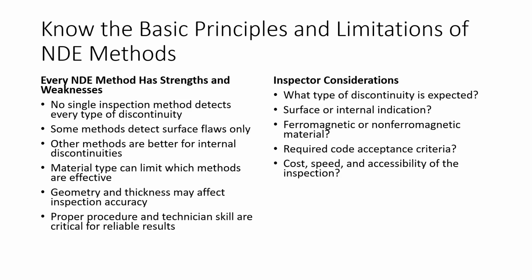So what does the inspector need to know about this? What type of discontinuity are we expecting? Surface or internal? Surface or internal is going to tell us a lot about what we're going to use. Is it magnetic or non-magnetic material? What's our code acceptance criteria? What's the code going to let fly? Certain codes will let porosity fly at a larger quantity than other codes. And then cost, speed, and accessibility of our inspection.